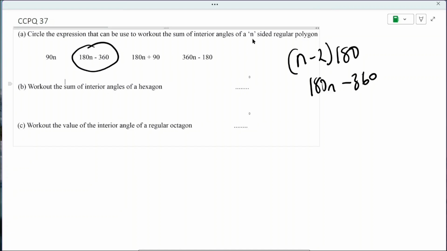This is the answer. If you are given the number of sides as a, here you will have a and here you have 180a minus 360. Whatever the value you are given, it will be 180 times the value minus 360.